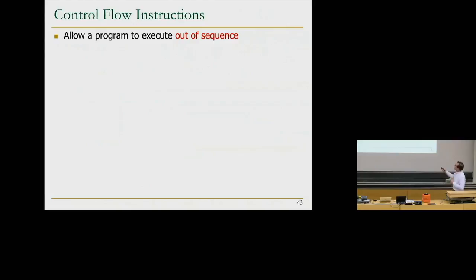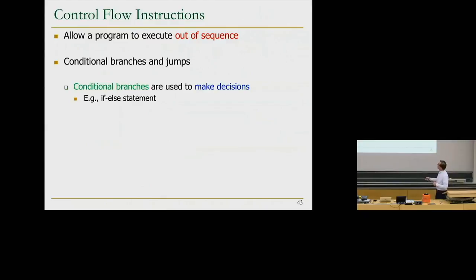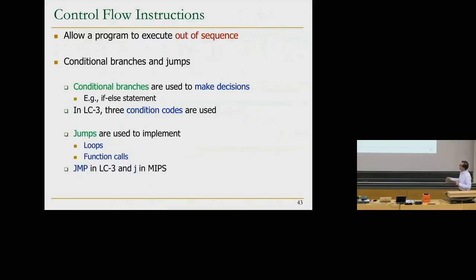Clearly, control flow instructions allow a program to execute out of sequence, right? You have conditional branches and jumps, and we've seen the jumps. Conditional branches are used to make decisions, for example, the if-else statement. I said that before. In LC-3, there are 3 condition codes. Jumps are used to implement loops and function calls. They're not conditional branches. So in LC-3, jumps are unconditional. You have jump in LC-3 and J in MIPS.